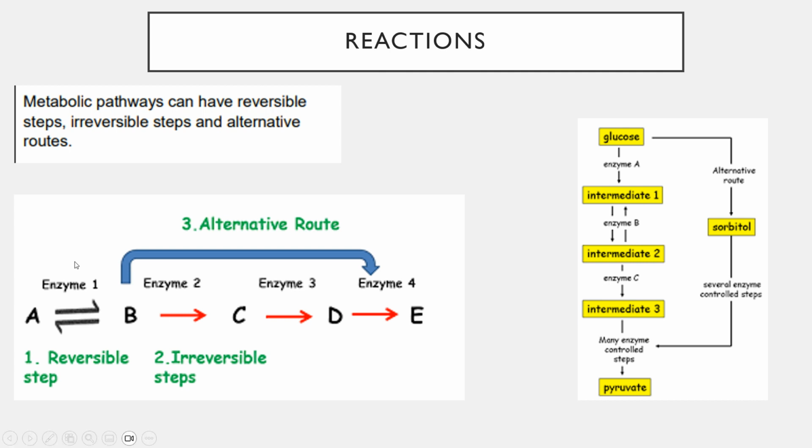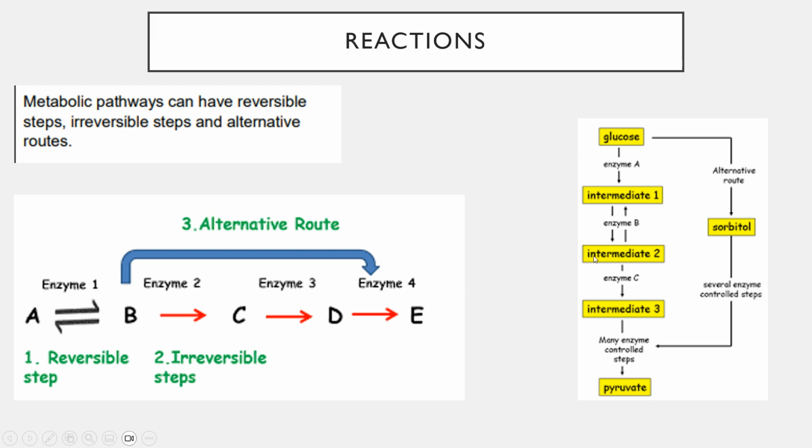So we can see that there are different steps, different things going on here. So we could have reversible steps, which are shown by these double arrows. So A can be converted to B and vice versa, B back into A. Or steps can be irreversible. So once B has been converted into C, that's it, there's no going in the opposite direction. But we can also have something known as an alternative route, an alternative chemical that can be used to get us still to our end product.